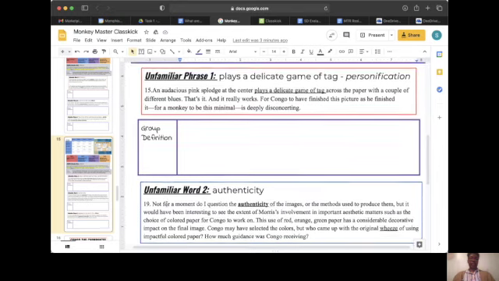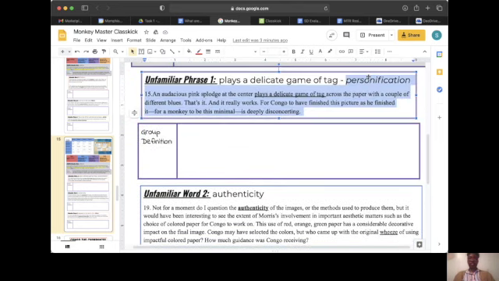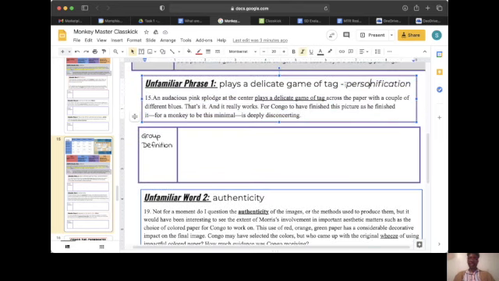All right, our first phrase on this page. The unfamiliar phrase is "plays a delicate game of tag," and that is personification. Do you remember what that word means? I'll give you a hint. It has the word person in it. The word person in it helps you understand or remember.